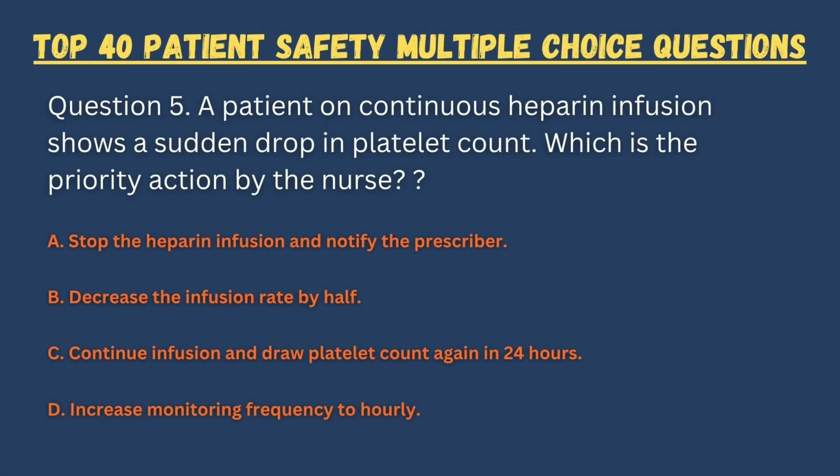Question 5. A patient on continuous heparin infusion shows a sudden drop in platelet count. Which is the priority action by the nurse? A. Stop the heparin infusion and notify the prescriber. B. Decrease the infusion rate by half. C. Continue infusion and draw platelet count again in 24 hours. D. Increase monitoring frequency to hourly.